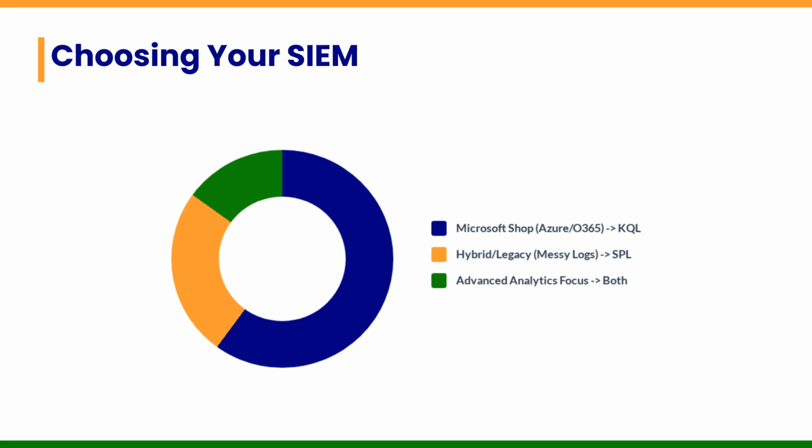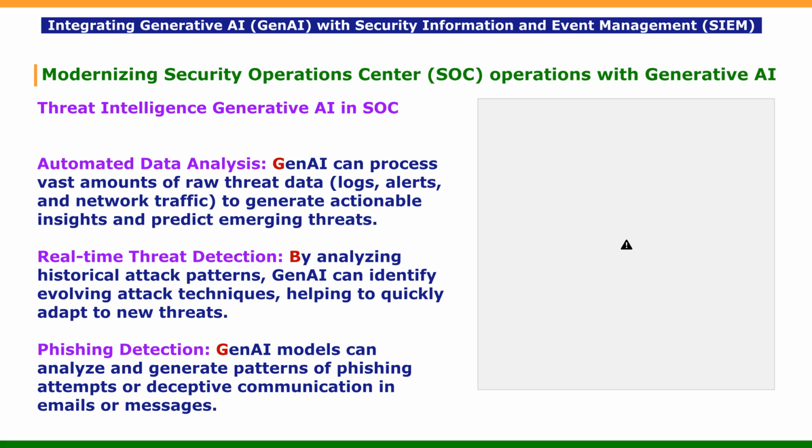Choosing your SIEM depends on your environment. Microsoft shops primarily use KQL. Hybrid environments with messy logs lean towards SPL. If you need advanced analytics, you may use both. Integrating generative AI, or GenAI, into SIEM systems modernizes security operations.